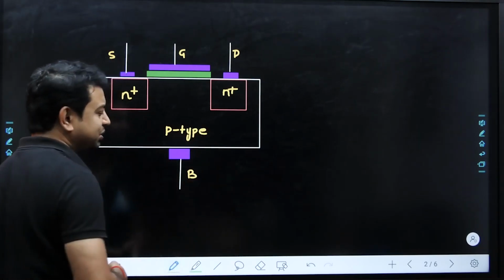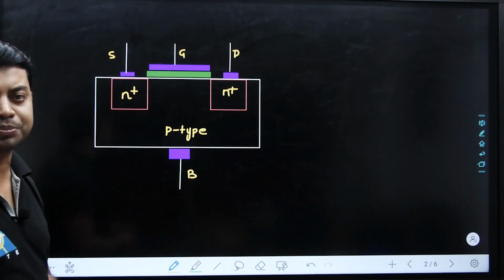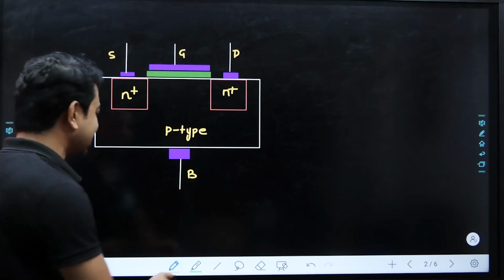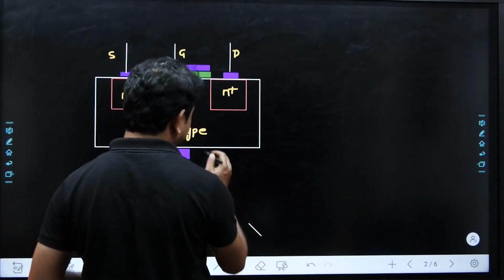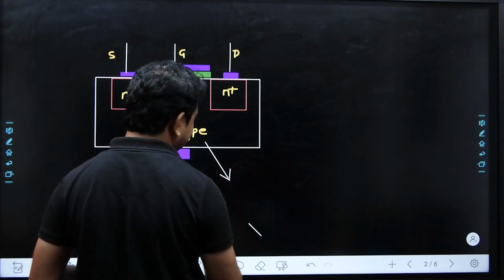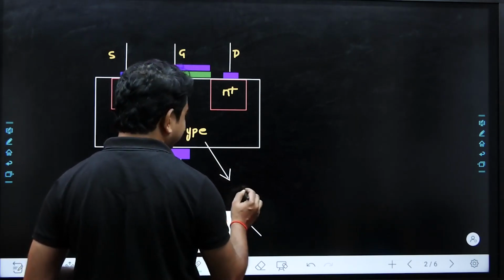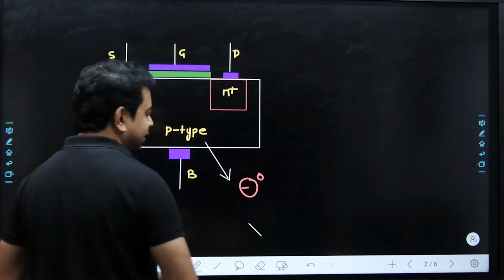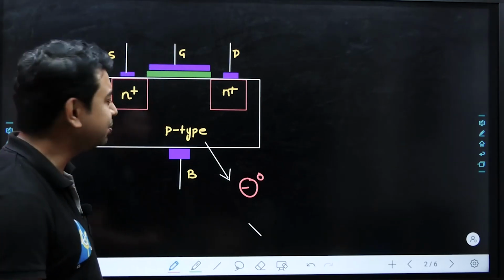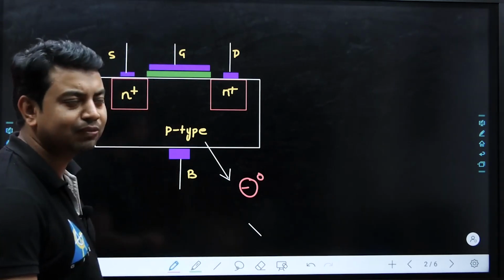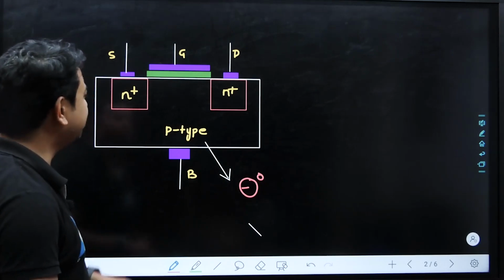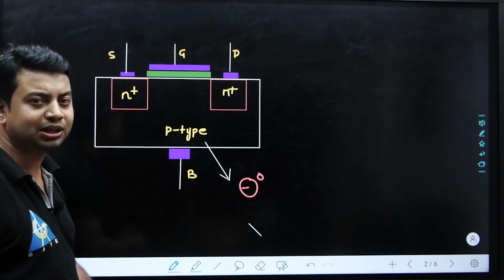What does this P-type substrate consist of? It consists of acceptor atoms, and acceptor atoms can be drawn in this way. The acceptor atom consists of a negative ion with some holes. That means we have some amount of negative ions with some holes. So we are going to understand the behavior of the semiconductor in today's session.